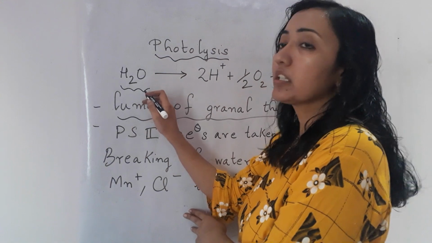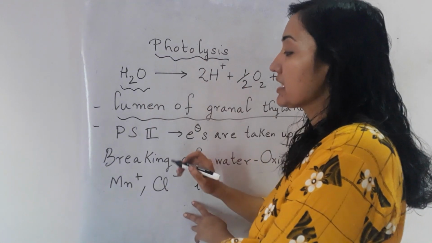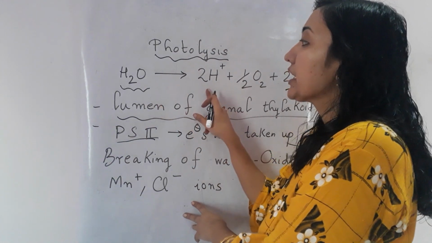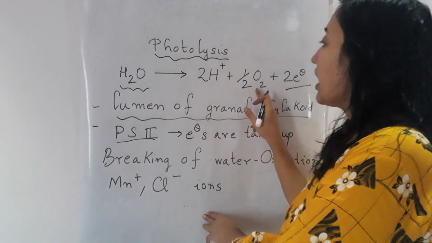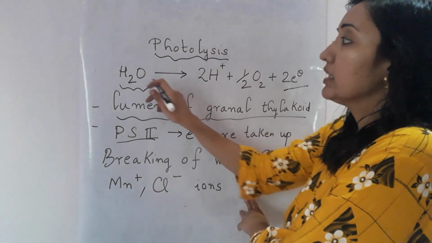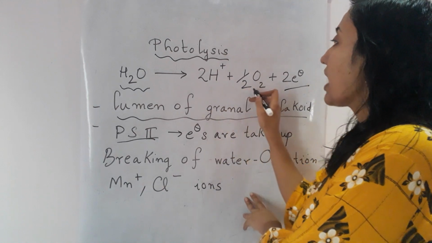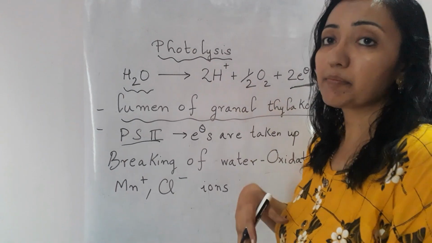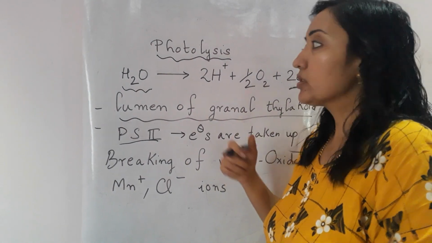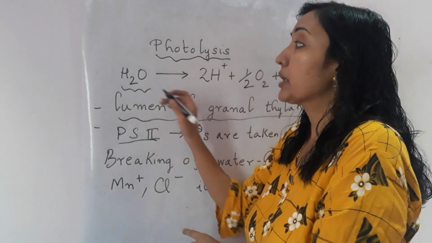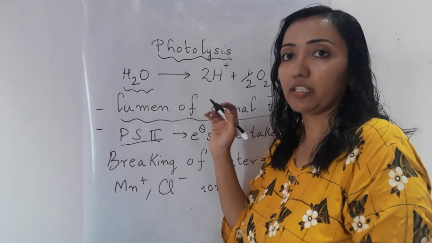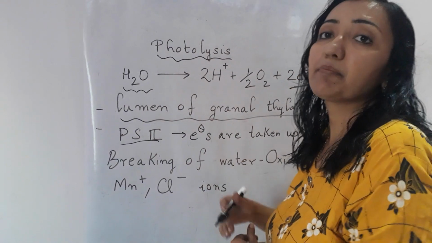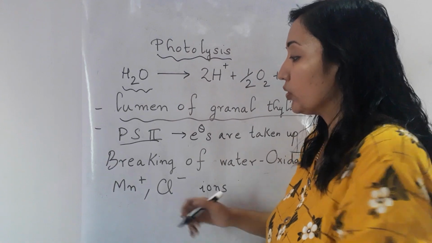Photosystem 2 has enzymes which carry out the breaking of water, and breaking of water gives 2 protons, half O2 plus 2 electrons. H2O gives 2H plus, half O2 plus 2 electrons. These electrons are accepted by photosystem 2. This process, breaking of water, is an oxidation reaction.